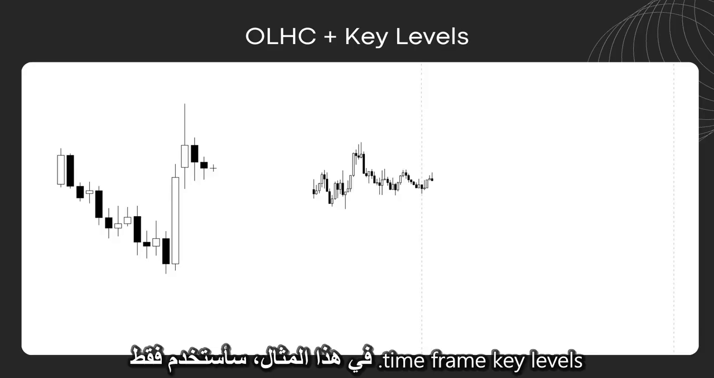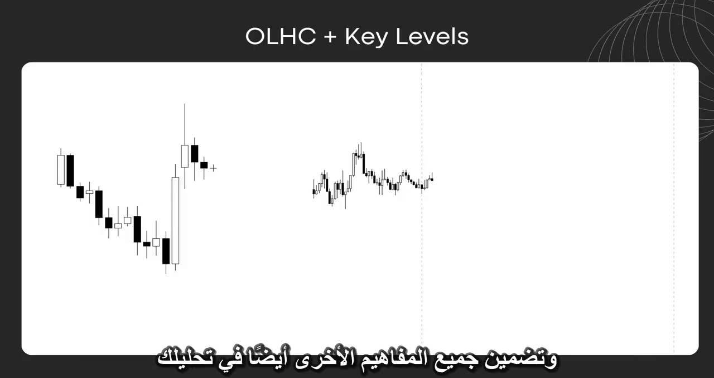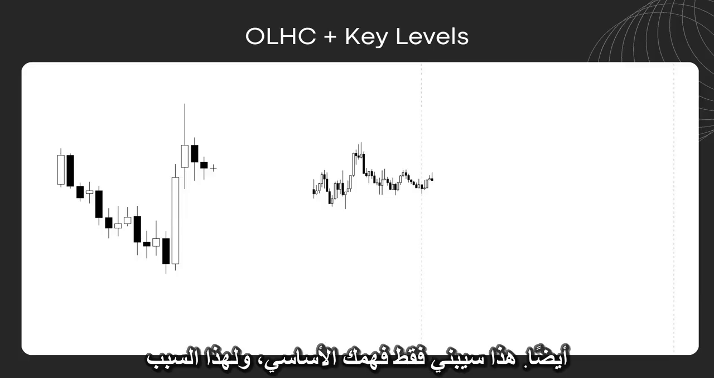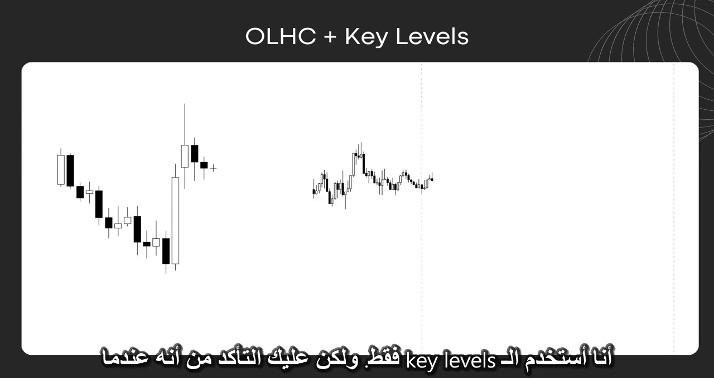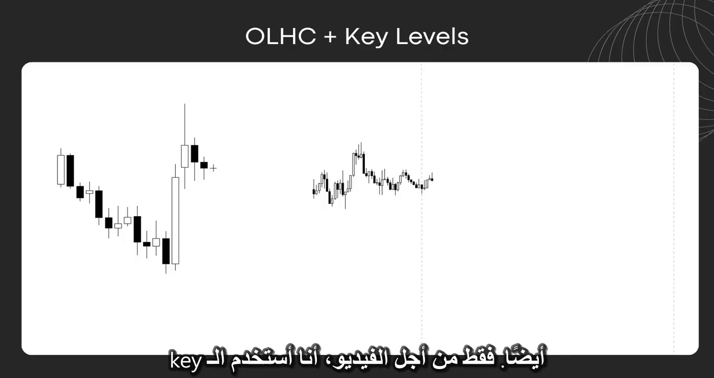So in this example, I'll just use key levels to explain these, but you need to remember that you have to combine and integrate all of the other concepts too, and use them in your analysis as well, right? This will just build your fundamental understanding, so that's why I'm only using key levels, right? But you're going to make sure that whenever you are doing your analysis, you integrate the other concepts as well. Just for the sake of the video, I'm only using key levels.